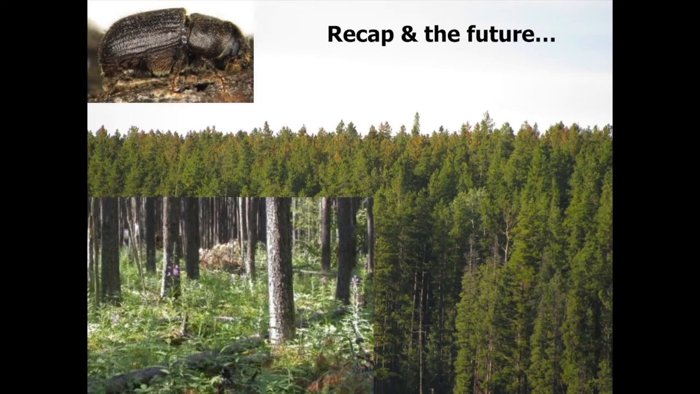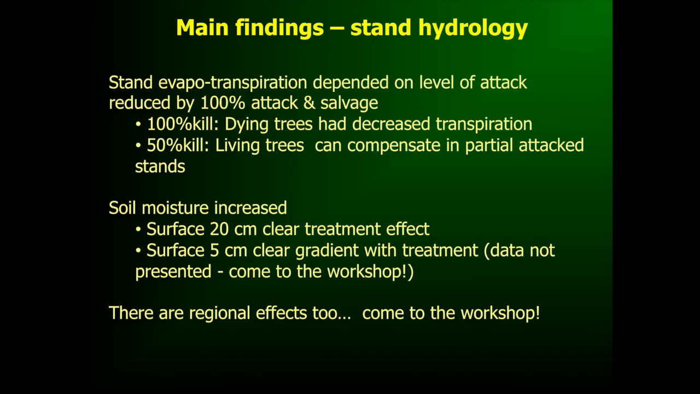So the main findings for stand hydrology: first of all, stand evapotranspiration depended on the level of attack. 100% attack and salvage logged obviously reduced stand transpiration, although there was some evidence that maybe fading or almost dead trees still did have some transpiration activity. What was interesting was that in the 50% killed stands, the trees that were still alive could compensate. There was more soil moisture available, presumably, in those stands, and the trees that were remaining alive were able to compensate for that, and so they actually ended up transpiring more.